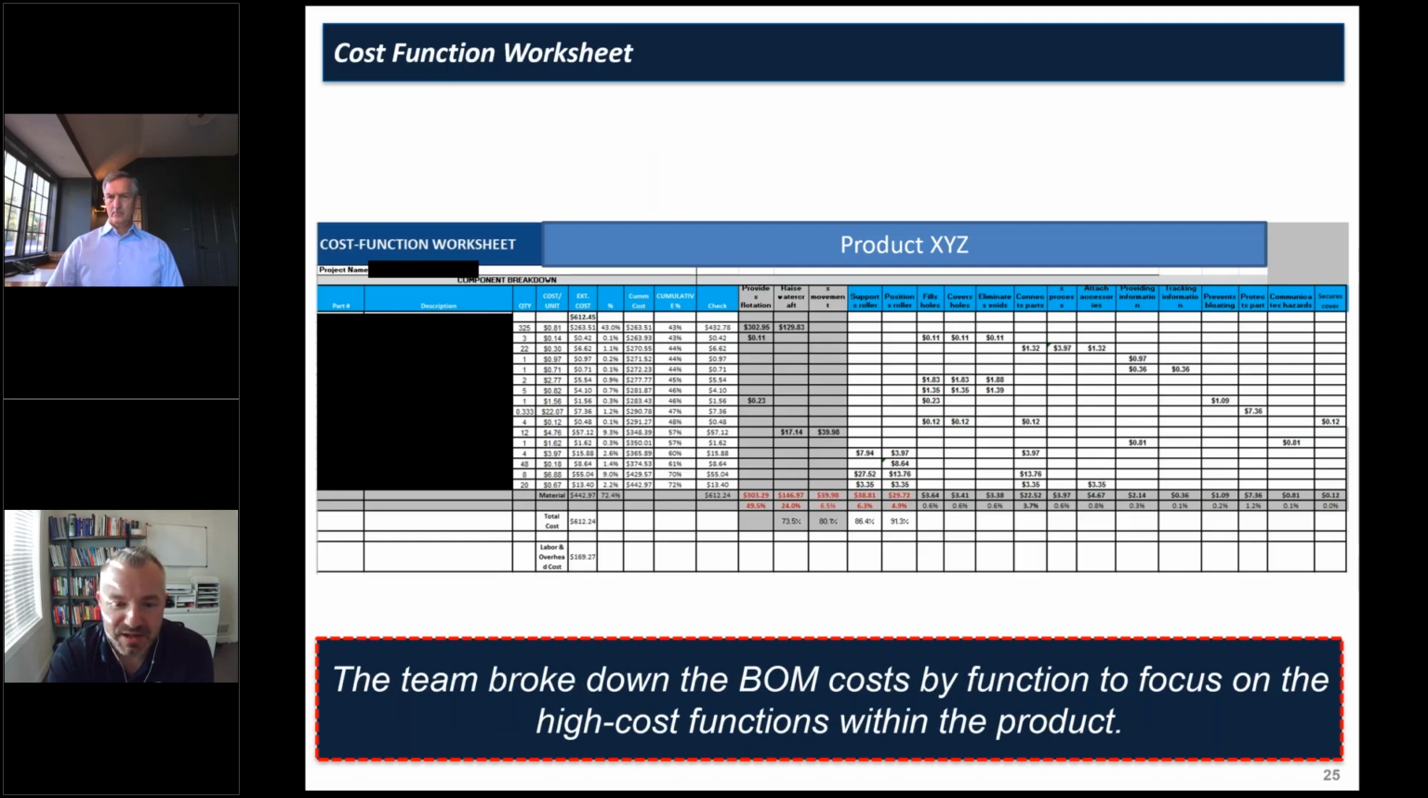This is really the meat of what you do in a VAVE Kaizen event. We call this the cost function worksheet. So the team takes the bill of materials with cost allocated to it and then identifies the 2-word functions that those different components perform within the overall product. So a function could be something like transmit torque. Then we would apply that function to all the applicable parts within the product or the subassembly, and then we would allocate a percent of those bill of material cost to those represented functions of the product.